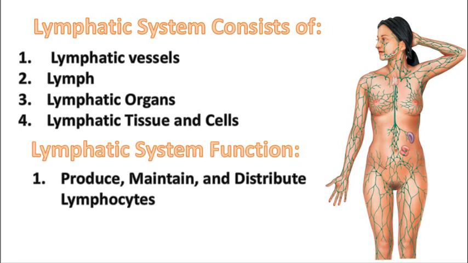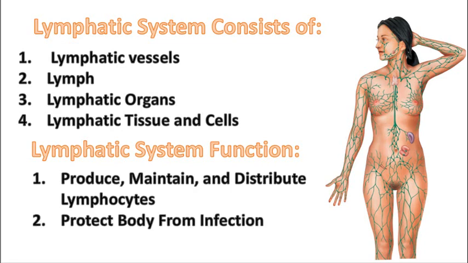The primary function of the lymphatic system is to maintain and distribute lymphocytes. And lymphocytes are the cells that basically protect and defend your body. In addition to the lymphocytes, you have other cells like natural killer cells, macrophages, and all other white blood cells that protect and defend the body.